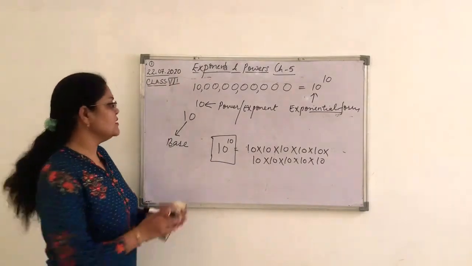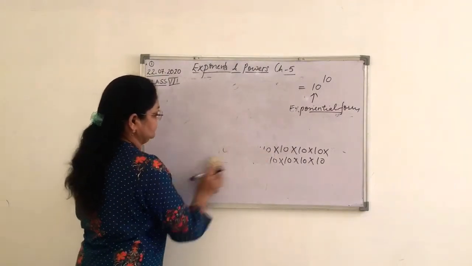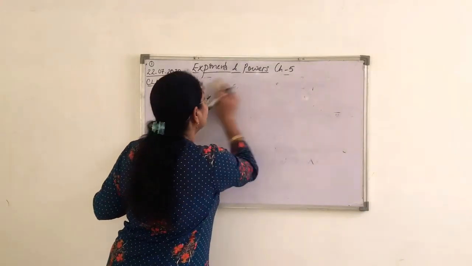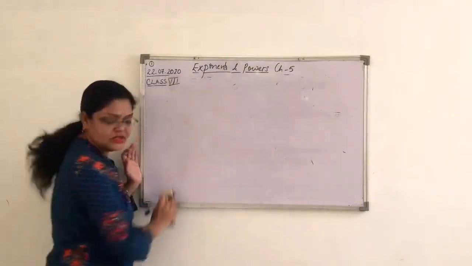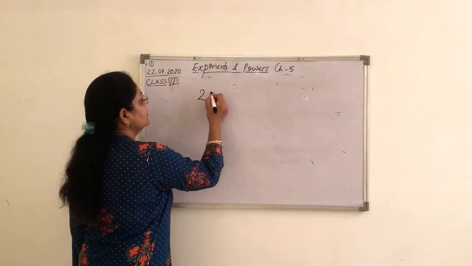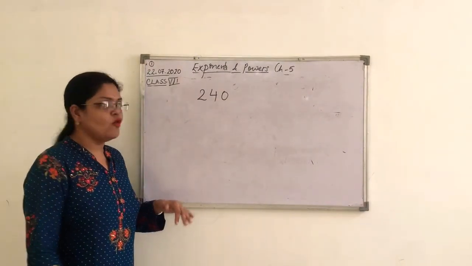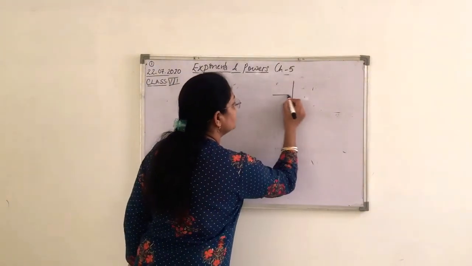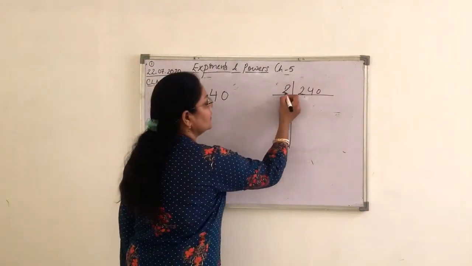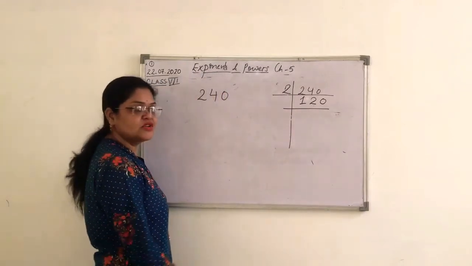The next concept is how to convert a number into exponential form. Let's say we have the number 240. We want to write this number in exponential form. How will you write it? We will do the prime factorization of 240. 2 ones are 2, 2 twos are 4, 0. We are finding the prime factorization of 240.